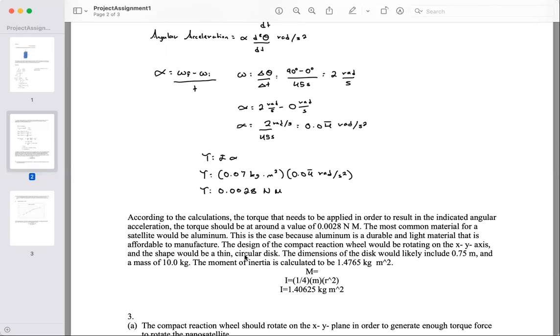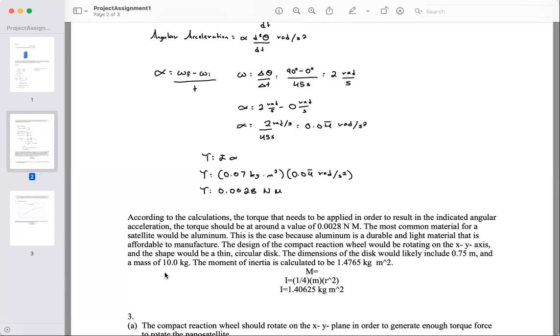And so I was kind of unclear on this part of the project. I said that the design of the compact reaction wheel would be rotating on the XY axis because that's what I've been calculating and working with, and with the moment of inertia derivations. I also predicted that the shape would be like a thin circular disc. And since it has to fit inside the satellite, I decided to say that it would be 0.75 meters and a mass of 10 kilograms, since I wasn't sure how to calculate those.